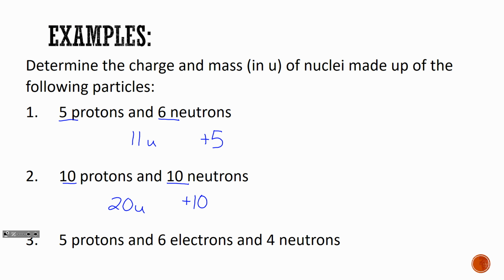On the bottom, we've got 5 protons, 4 neutrons. We ignore the electrons for mass, remember, because they're so small. So we're going to have 9 U, but the electrons are now involved in the charge. The electrons and protons are not the same. I have more electrons than protons by 1, so the charge is -1. Okay, hopefully that was fairly easy for you.